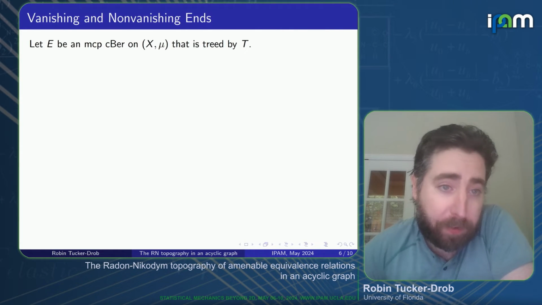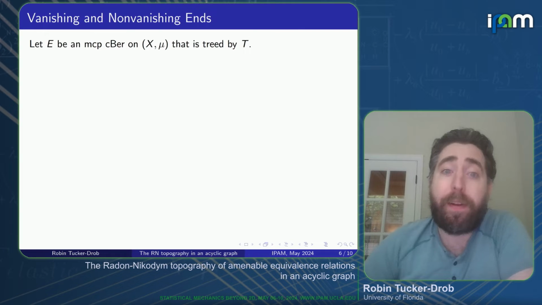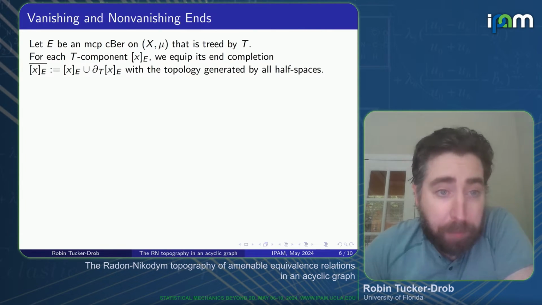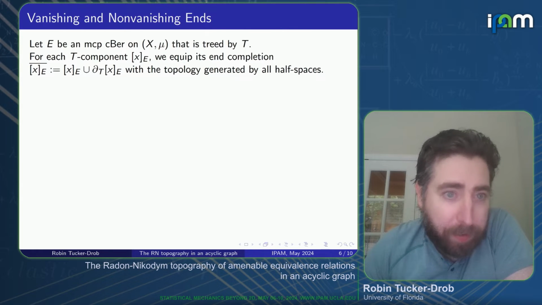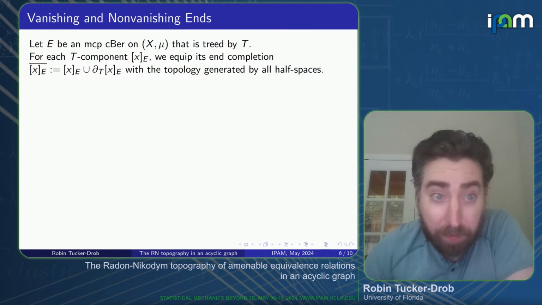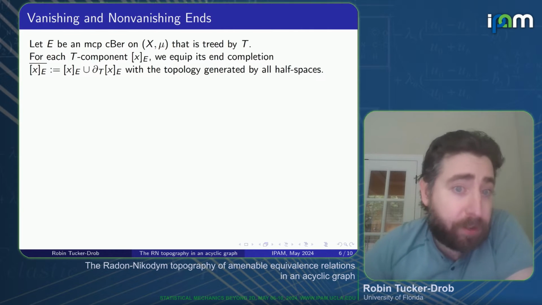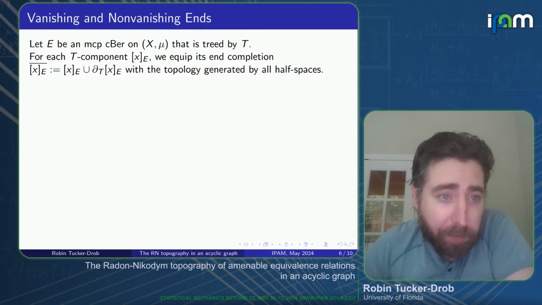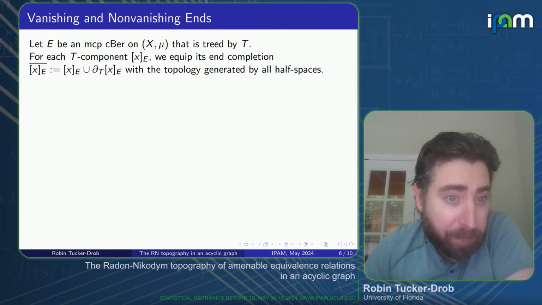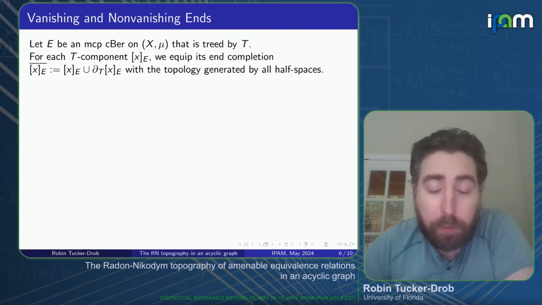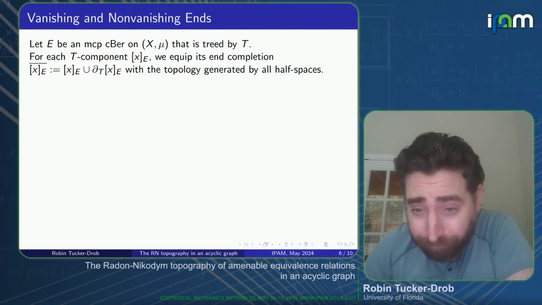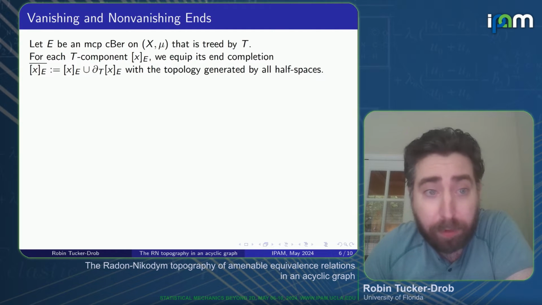So let E be a measure class preserving countable Borel equivalence relation on (X, mu) that's treed by T. For each connected component of T, of course, by the nature of T being a treeing of E, the connected components are the same thing as the E equivalence classes. So for each T component, we put its end completion. We take the set of that component together with the ends of that component, and we give it the natural topology. It's a compact Hausdorff topology, in fact a compact metrizable topology.